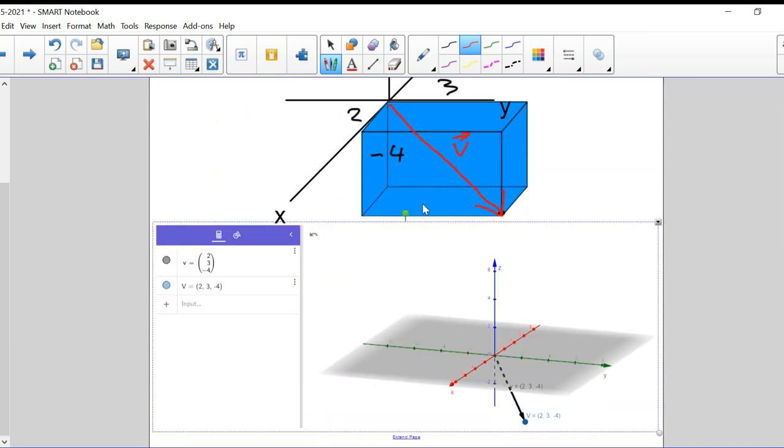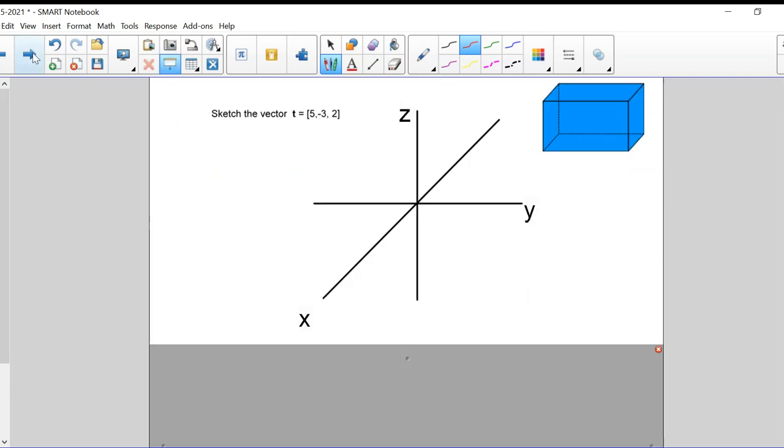All right, so there you go, folks. Let's give you some perspective on that. And again, lowercase letter for vector, uppercase letter for a point. And the position vector is running from the origin out to the point up here, 2, 3, minus 4. Let's try the next one.